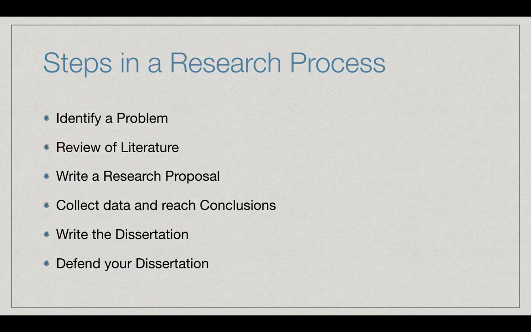Steps in a research process. First, you have to identify a problem. You reach one area of research. Within that, you identify a problem. Then you have to review literature in that area. And based on that, you have to write a research proposal. Then, after the research proposal is approved, you start your research formally. Then you have to collect more data, reach conclusions, and then write the original dissertation. And then once you submit your dissertation, you will also be given the opportunity to defend your dissertation.